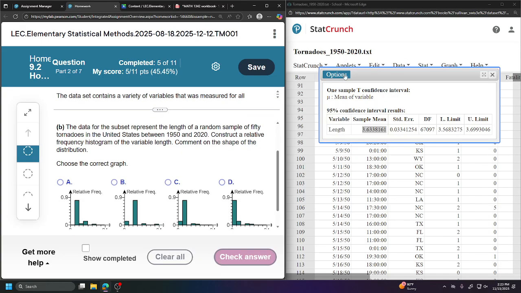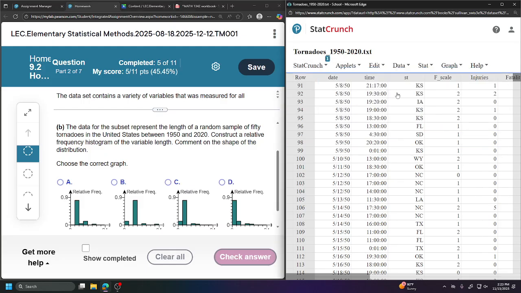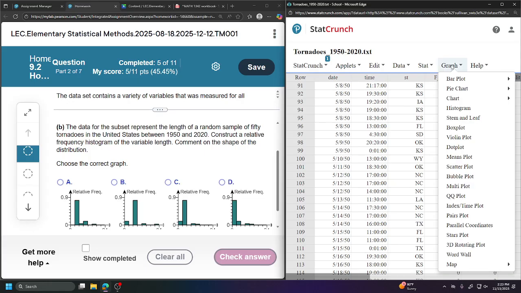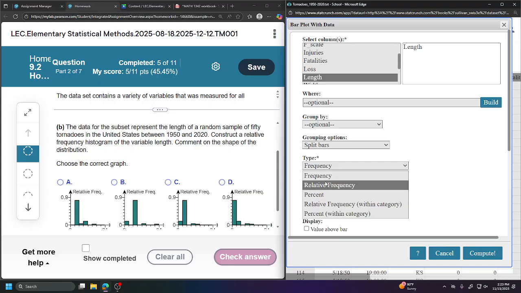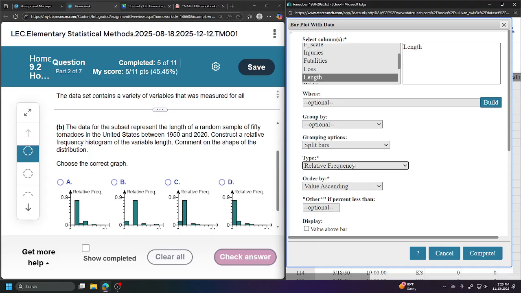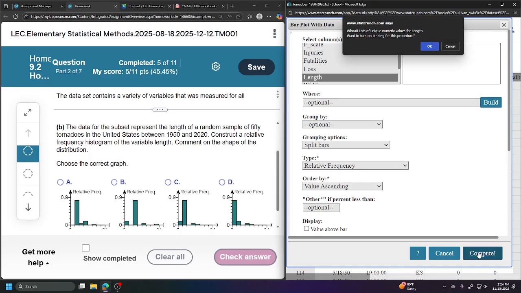Yeah. Okay, so it says, hey, which of these graphs makes sense? Okay, now hold on for a second. This is not going to happen with just that one little guy. We need to do a lot more. I'm going to go to graph, bar plot, and then with data. Is this okay? I'm going to try this thing out, see what happens. And we're doing the length. It says relative frequency. See how it says relative frequency everywhere? So I'm going to click on relative frequency instead of frequency. Now I'm going to hit compute.